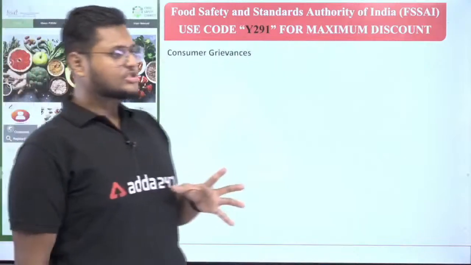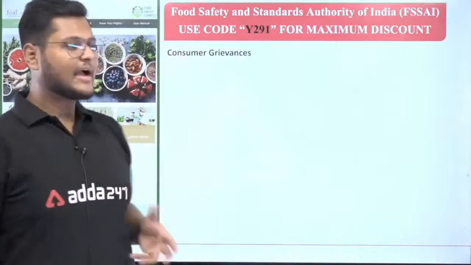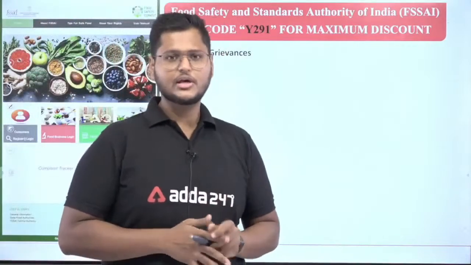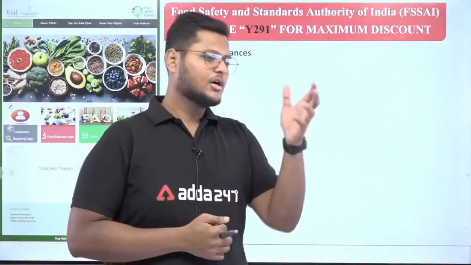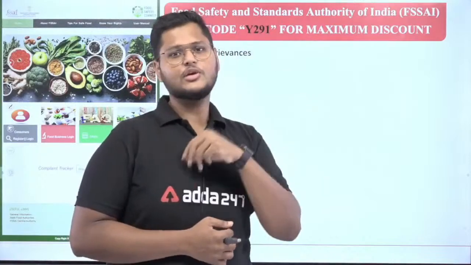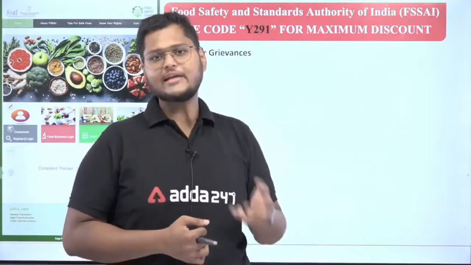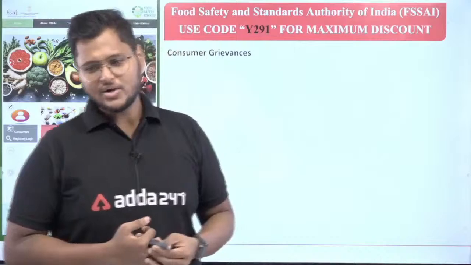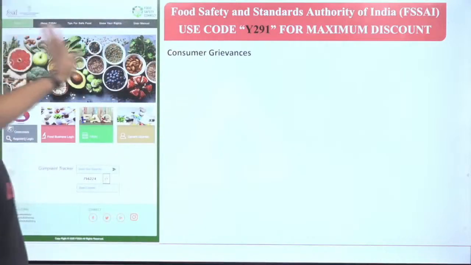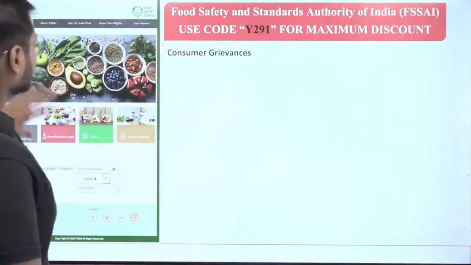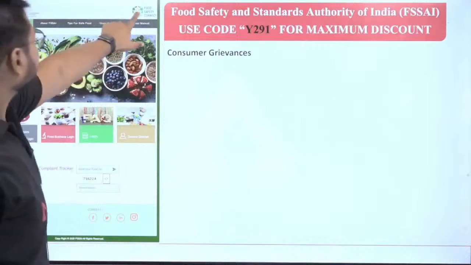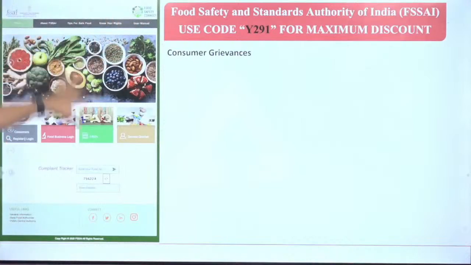Now suppose you have some kind of complaint about the rules and regulations, or about the standards, or about the food business operator who is serving you bad food, or unhygienic or unsafe food. What can you do? You have a consumer grievances portal. This is how it looks. It's called Food Safety Connect. So the website looks like this.